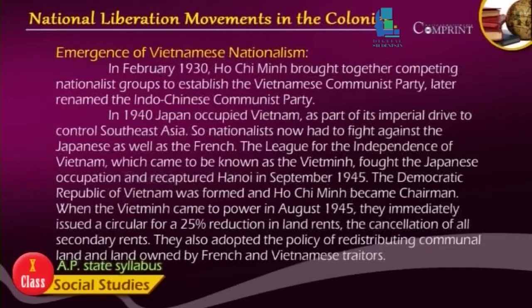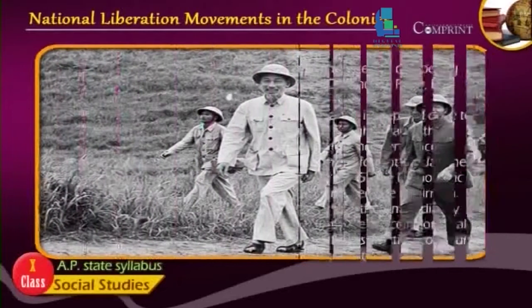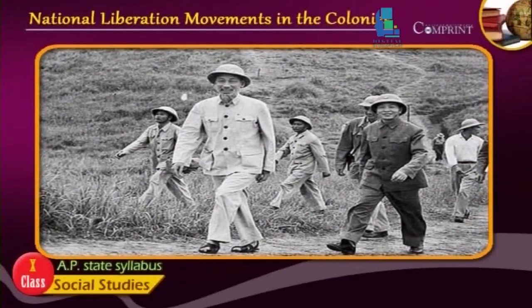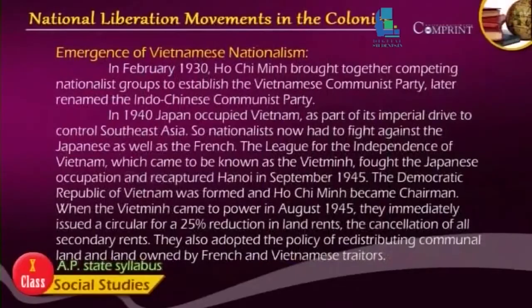In September 1945, the Democratic Republic of Vietnam was formed and Ho Chi Minh became chairman. When the Vietminh came to power in August 1945, they immediately issued a circular for a 25% reduction in land rents and the cancellation of all the secondary rents. They also adopted the policy of redistributing communal land and land owned by French and Vietnamese traders.